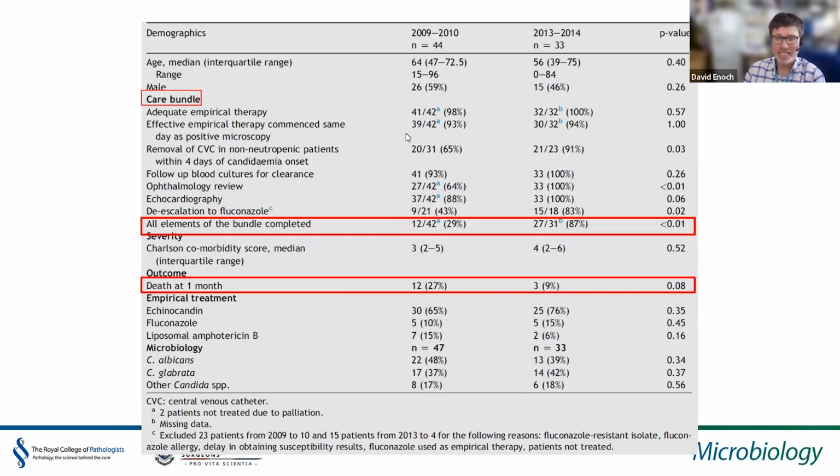And we then introduced a care bundle, where we asked: do we give appropriate therapy straight away? Do we remove the line? Do we perform repeat blood cultures? Do we do ophthalmology and echocardiogram and things like that? In the historic data, we did it 30% of the time. When we nagged people and told them to do it, we did it 87% of the time. And actually the mortality at 1 month dropped from 27% to 9%, which statistically wasn't quite significant, but we thought it made a difference anyway. So we've continued with that approach.